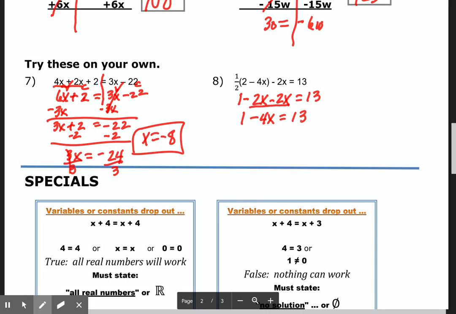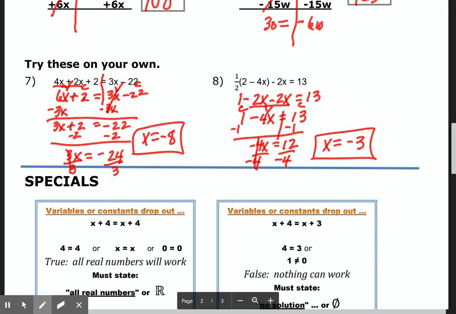Okay, and then I've got, here's my dividing bar. I've got 1 minus 4x equals 13. So this is a constant. That's a variable term. That's a constant. So let's get our constant away from the variable term. So we're going to subtract 1. So we have negative 4x equals 12. Divide both sides by negative 4. And x equals 12 divided by negative 4, which is negative 3.